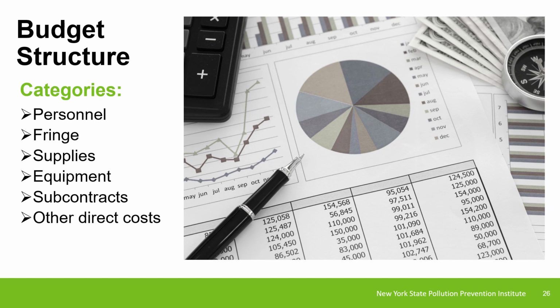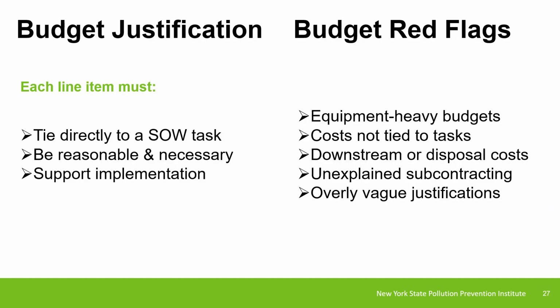Your budget will include personnel, fringe, supplies, equipment, subcontracts, and other direct costs. Each line item must be tied to a task in your statement of work. The justification explains why each cost is necessary. This is where you show reviewers that your budget is reasonable, allowable, and directly tied to implementation. Red flags include equipment-heavy budgets, costs not tied to tasks, downstream or disposal costs, or vague justifications. Keep your budget tight, focused, and aligned with P2.